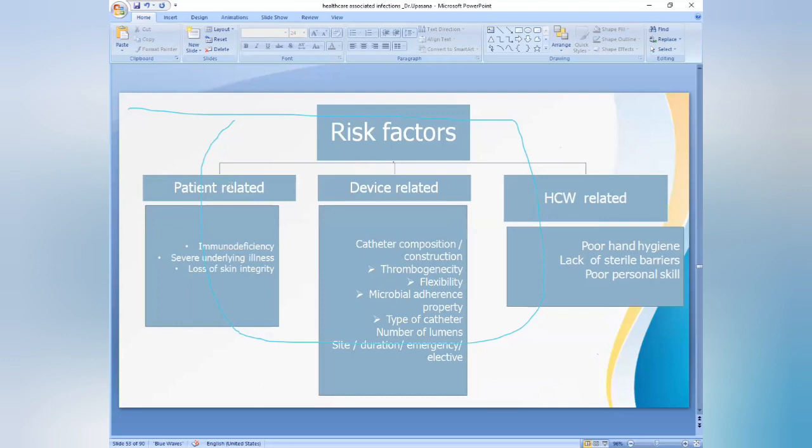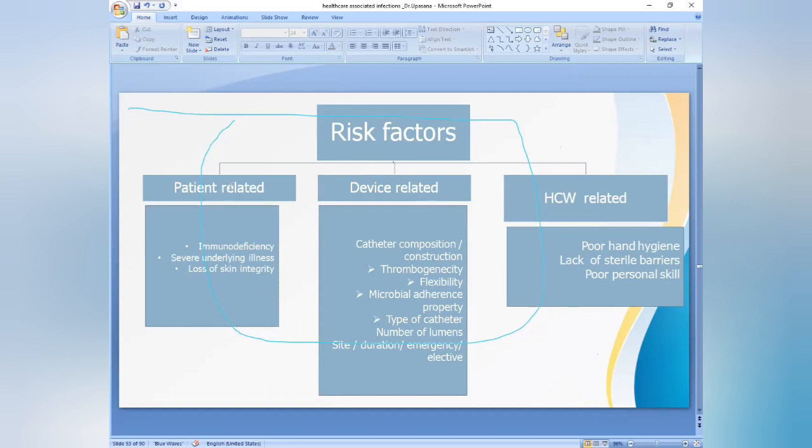How the catheter is made, what is the flexibility, what is the type of catheter, how many lumens are there, more than the number of lumens, where the site of the catheter is, because the subclavian vein is the most preferred site followed by the jugular one. And in the jugular vein, the catheter is more of a colonized site for central line associated bloodstream infection. The femoral vein has the highest risk of developing CLABSIs.